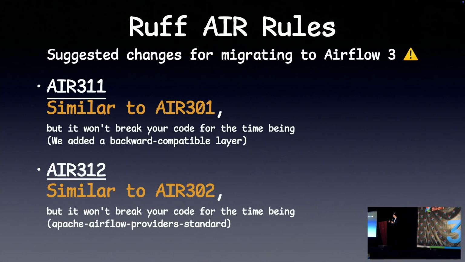And then AIR 311 and 312 are pretty much the same as their 301, 302 counterparts. The only difference is it won't break your code at this moment, but it might break your code in a future release, like 3.1, 3.2. We are not sure when we'll remove the backward compatible layer, but yeah, we still suggest you to upgrade to the latest syntax.